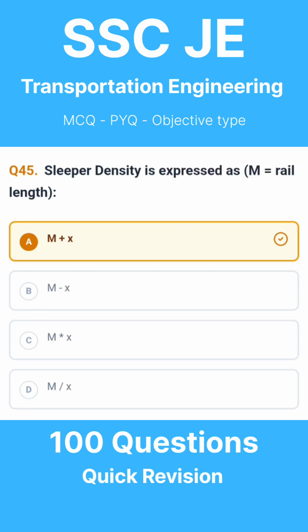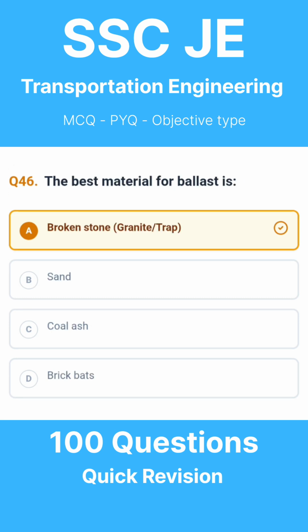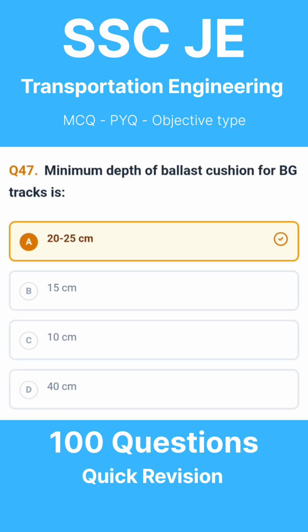Question 45. Sleeper density is expressed as n equals rail length. The correct answer is m plus x. Question 46. The best material for ballast is. The correct answer is broken stone, granite, trap. Question 47. Minimum depth of ballast cushion for broad gauge tracks is. The correct answer is 20 to 25 cm.